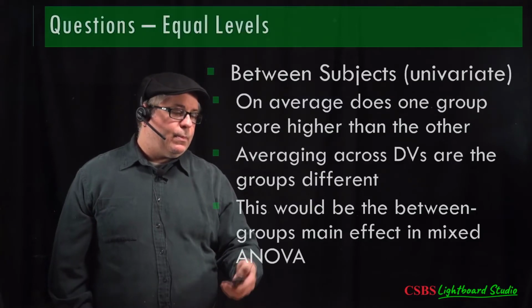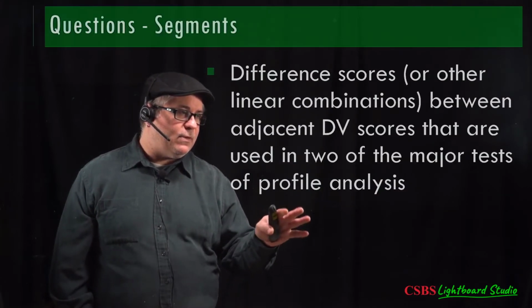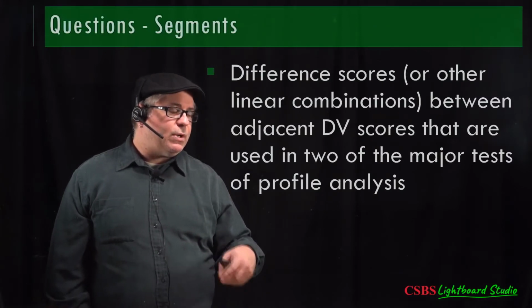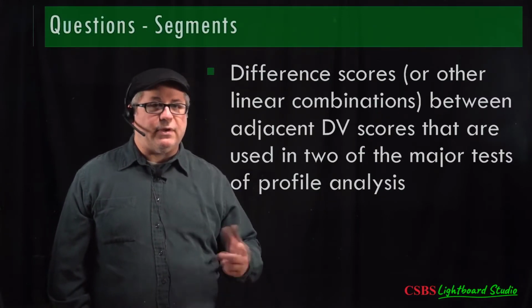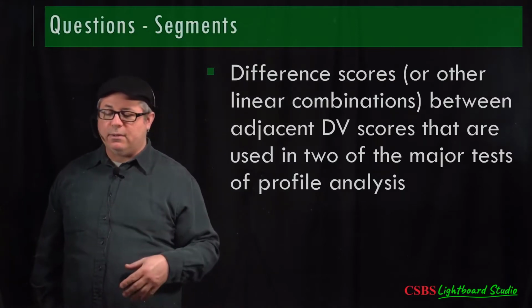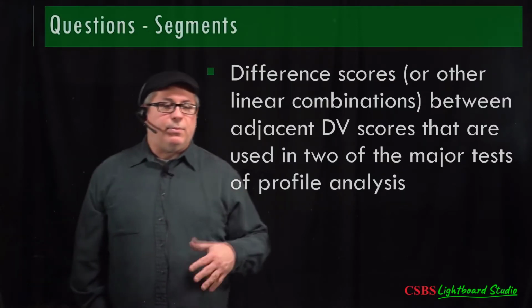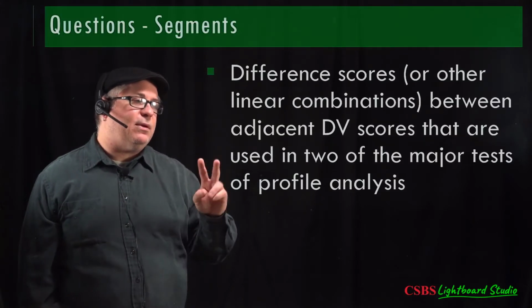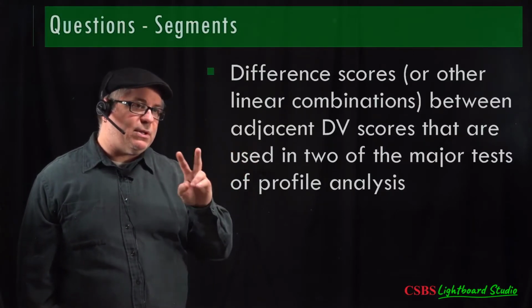Okay. So we'll come back to what that means in a second. I'll show you an example. But that's what we're going to do: we're going to turn all the DVs into segments, basically subtracting adjacent scores. And then we're going to run a MANOVA on the data with the repeated measures parts in segments.